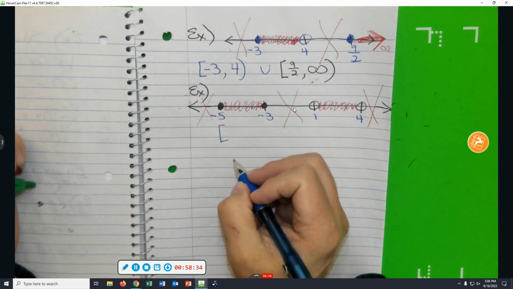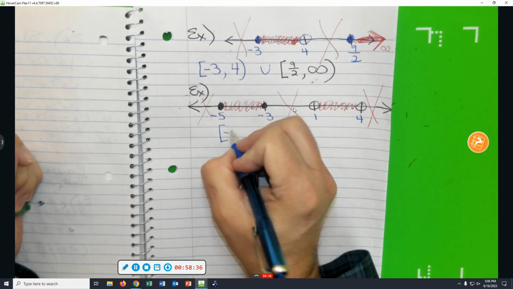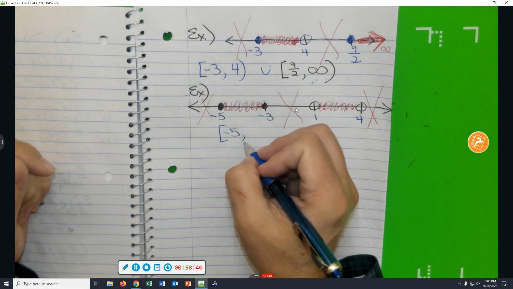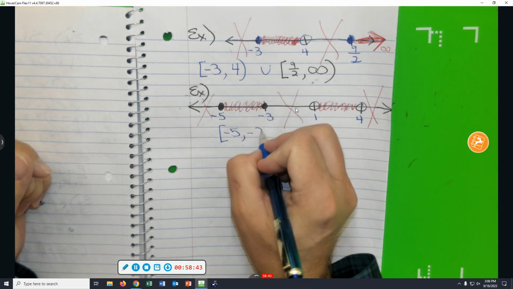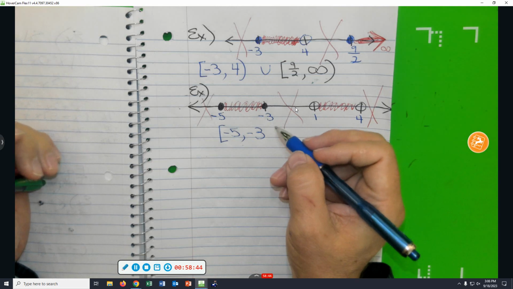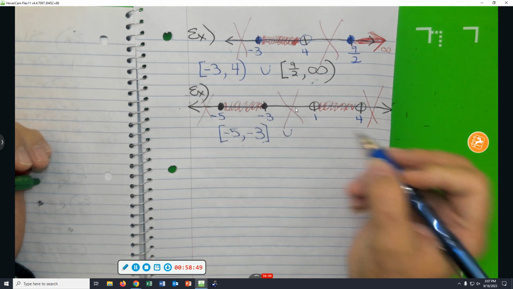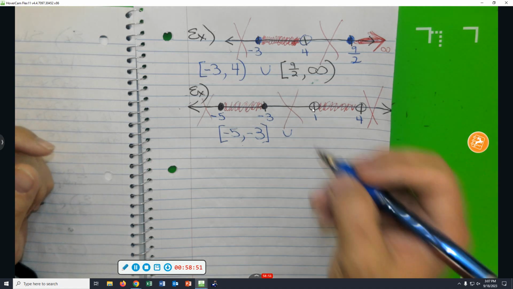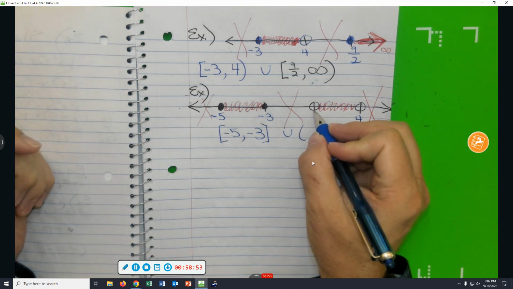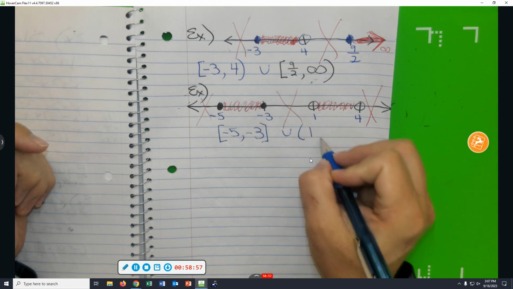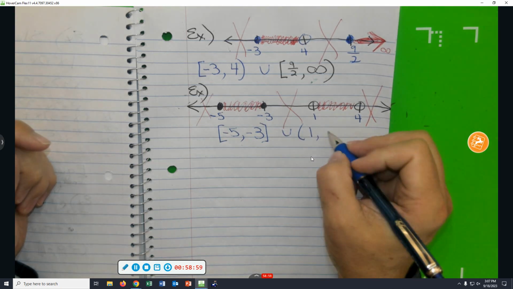Bracket, I agree. -5, comma. Oh, and you'll have to type the comma also. -3. What's going to go after the -3? Another bracket. Union, parentheses, because it's an open circle. The left-hand endpoint is, comma.